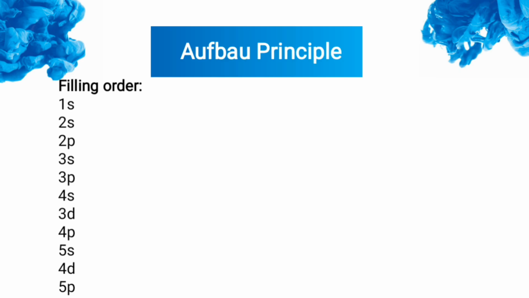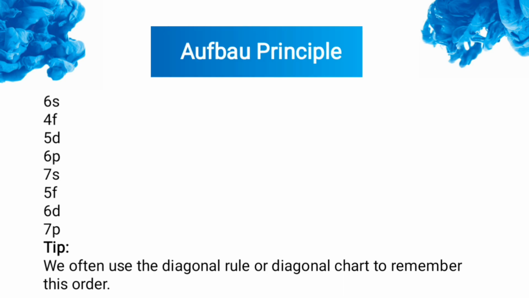Now, my dear student, filling order. The first one is 1s, 2s, 2p, 3s, 3p, 4s, 3d, 4p, 5s, 4d, 5p, 6s, 4f, 5d, 6p, 7s, 5f, 6d, 7p. This is the filling order of electrons. Perhaps we often use the diagonal rule or diagonal chart to remember this order.